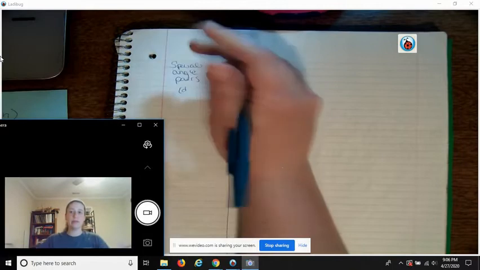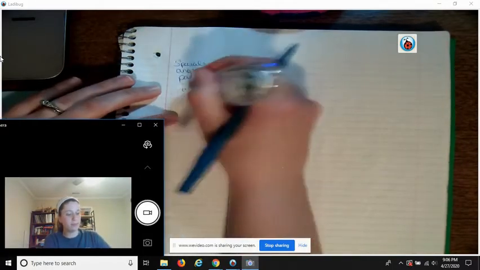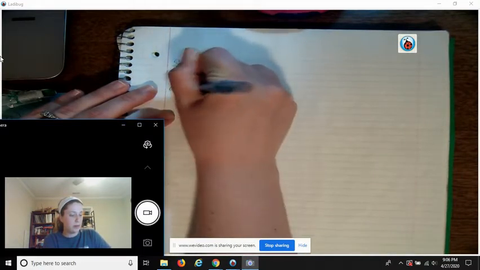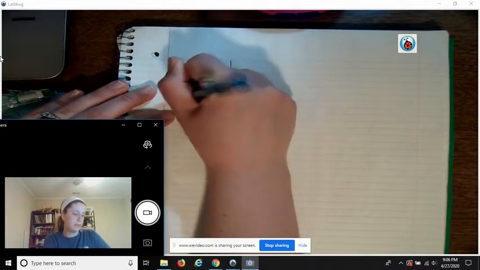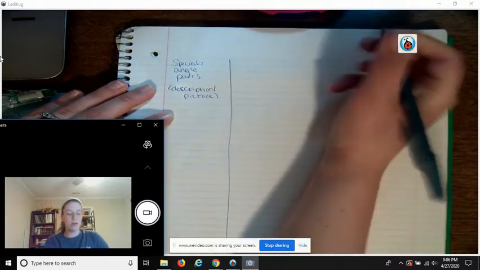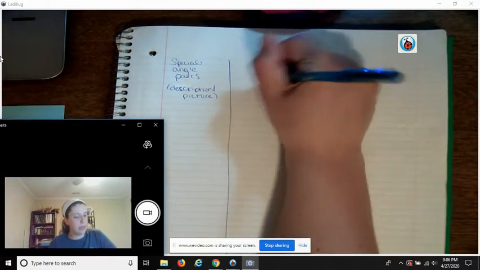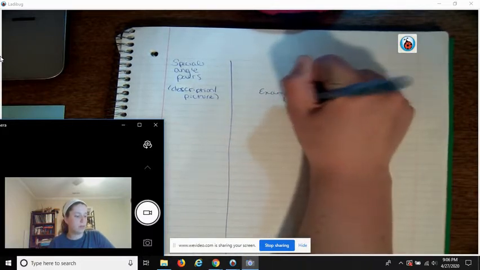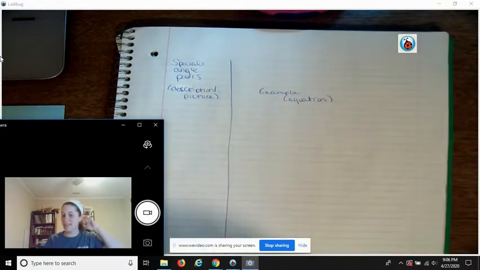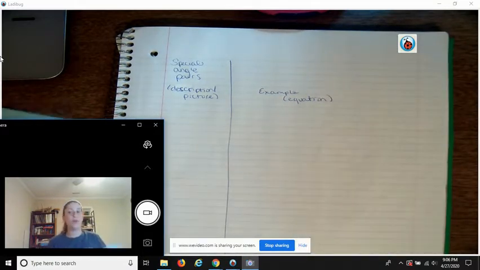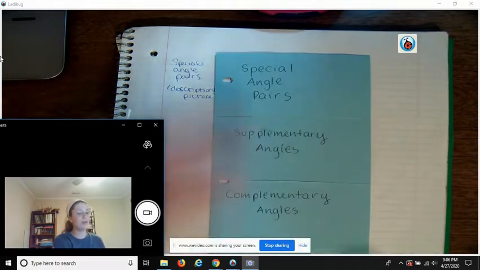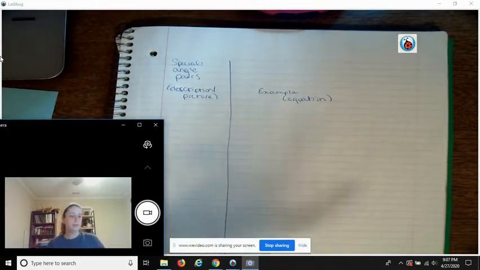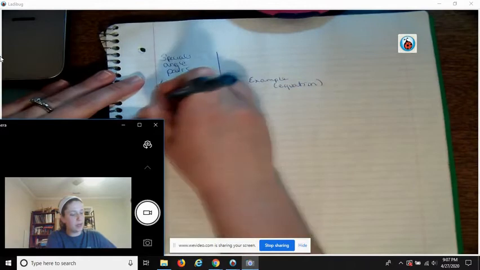I'm doing this in the least organized way possible. So we're going to have a description or a picture, and then in this column, we're going to have an example and an equation. That's what's going to be in each little thing. In class I would have had you make a cool little flip thing, but we're going to spare you that. So that's what's going to be on each side of this column.